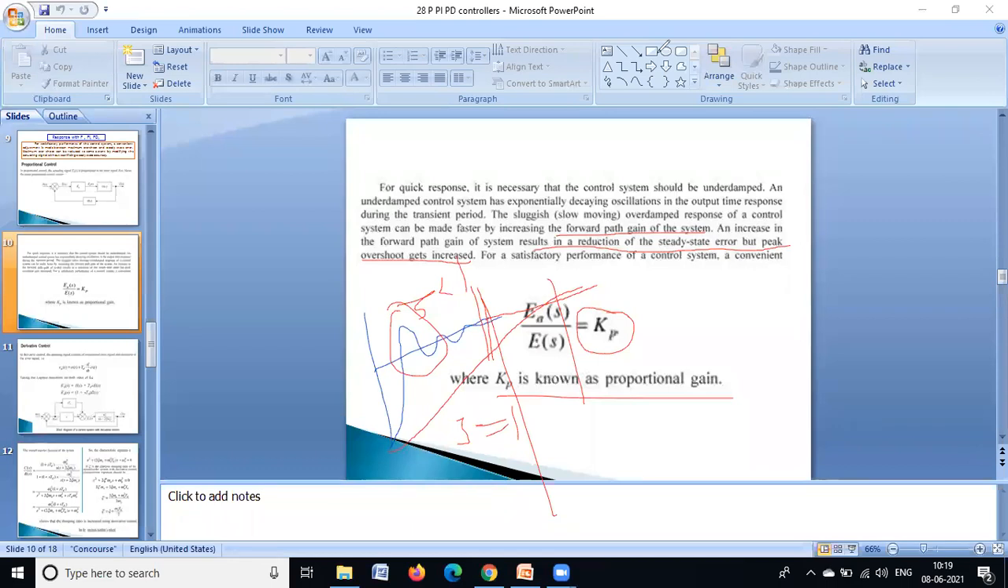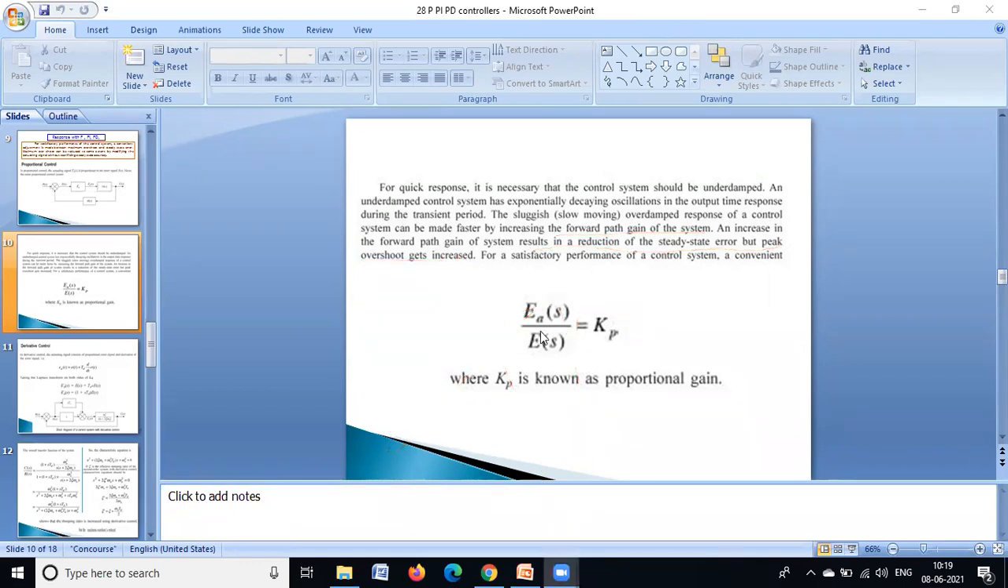Are you able to follow? Okay, is it clear? This is about it. So we have to remember this: increasing the forward path gain of the system results in the reduction of steady state error, but overshoot gets increased. So we can make a slow system into a faster system if we add a proportional controller.